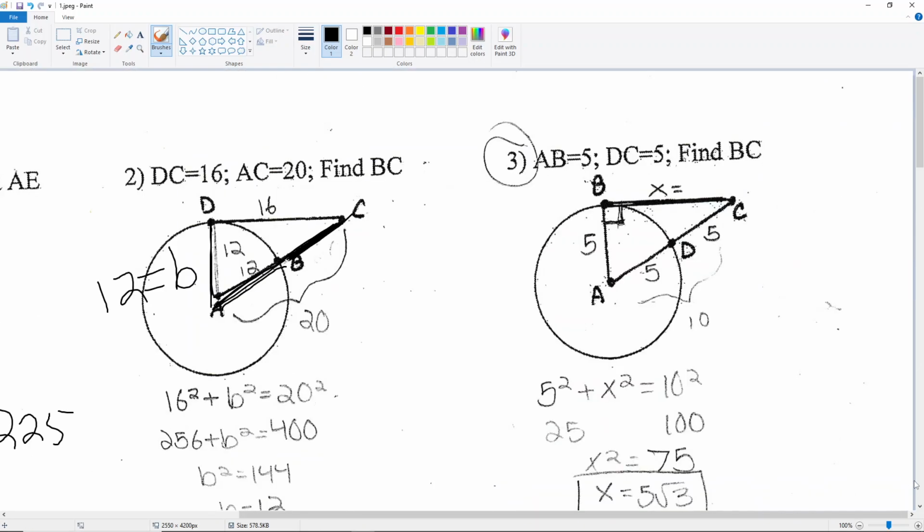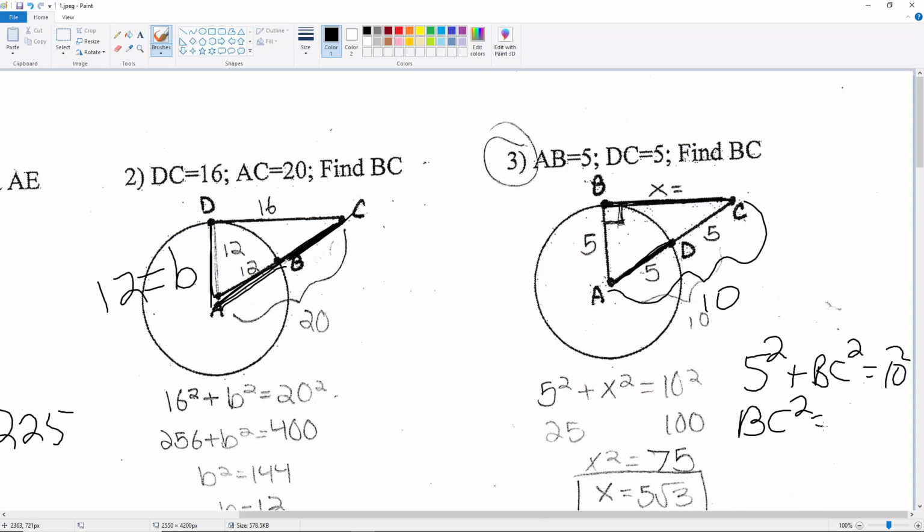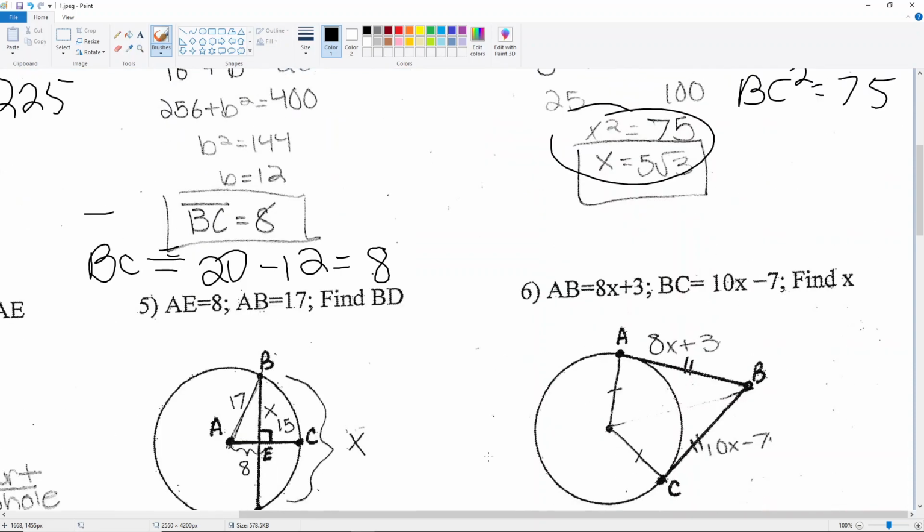Next. Again, you've got some things already written in, and I believe you have it right. AB is 5. Yes. DC is 5. Yes. Find BC. That's this. If AB is 5, that's a radius. AD is also radius 5. That makes this whole side 10. And by the Pythagorean theorem, 5 squared plus BC squared, or you could call it x squared, equals 10 squared. BC squared equals 75. Well, you have it right here. And then 5 square root of 3. So that one, you've done right.